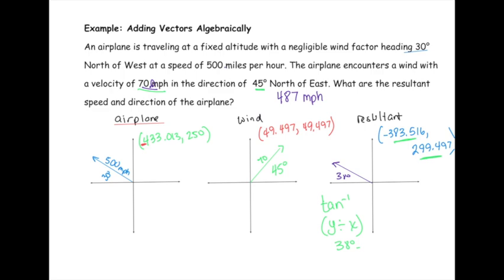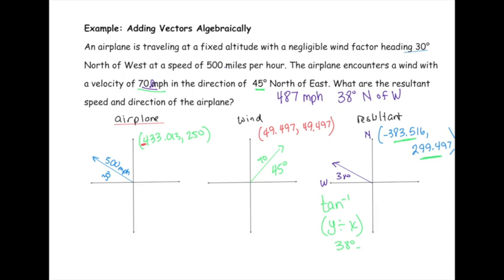Here's why this is important. Now, when I'm talking map direction, cardinal direction, that's very simple. I'm going to write he was going 487 miles per hour, 38 degrees. How am I going to describe that cardinal? North of west, right? North of west. This is west, this is north. I am traveling 38 degrees north of west.